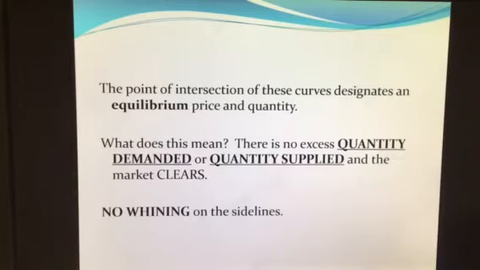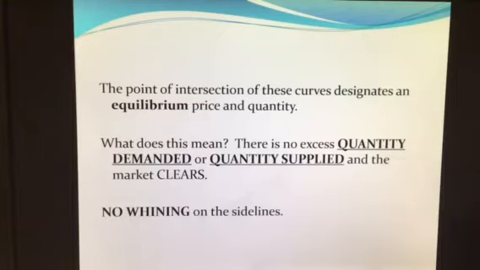Now, the point of intersection between these curves designates an equilibrium price and quantity. What does this mean? It means there's no excess quantity demanded or quantity supplied. That is, quantity demanded equals quantity supplied, and the market is said to clear. This is what's called market equilibrium.